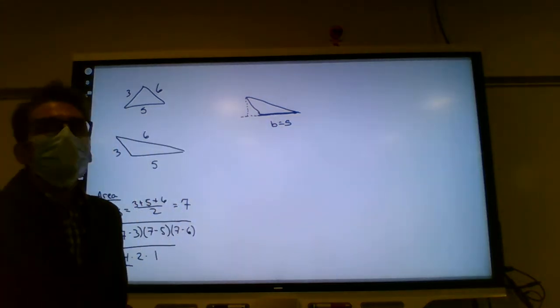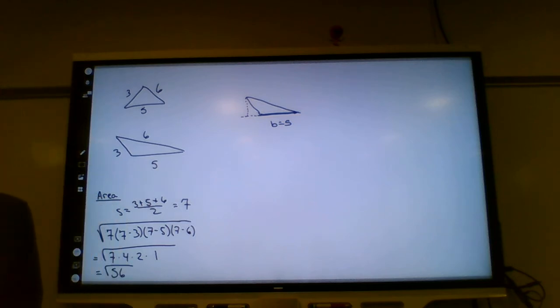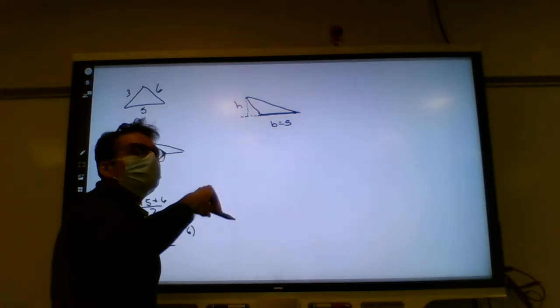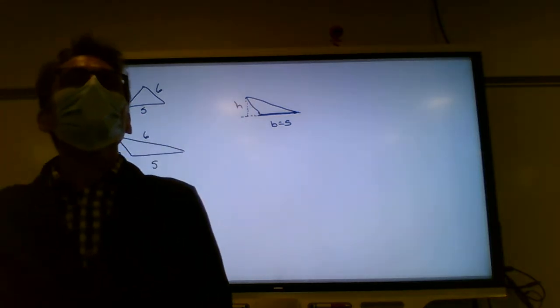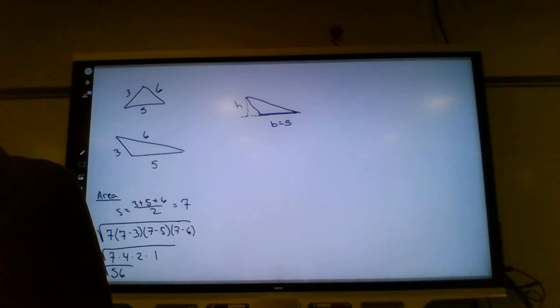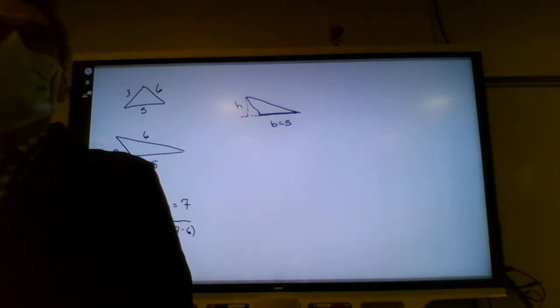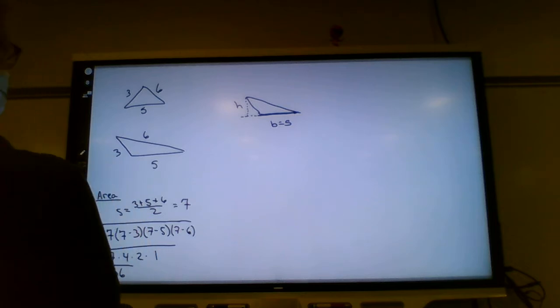All right, so how can we go about finding the height? Well, let's hold off on that for a second. That's one thing that we could do. If we think about the problem, one thing we could do is try to find h, and then if we can find h, we can multiply b, which is 5, times the height, divide that by 2, and that would be the area of our triangle.